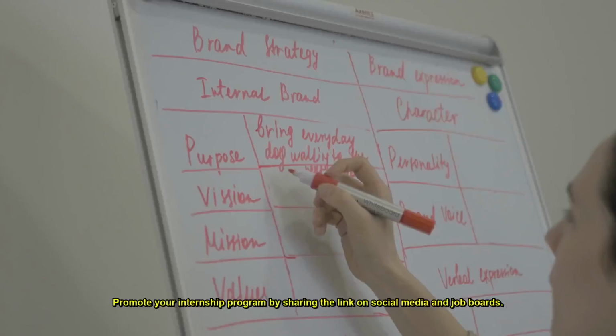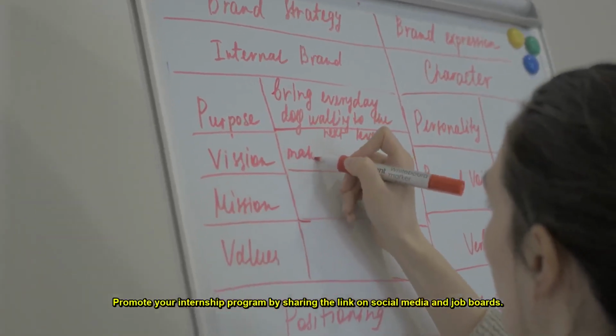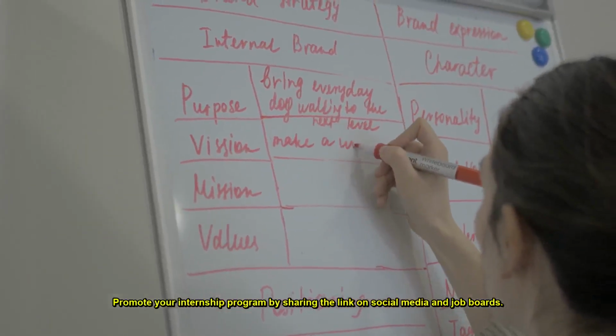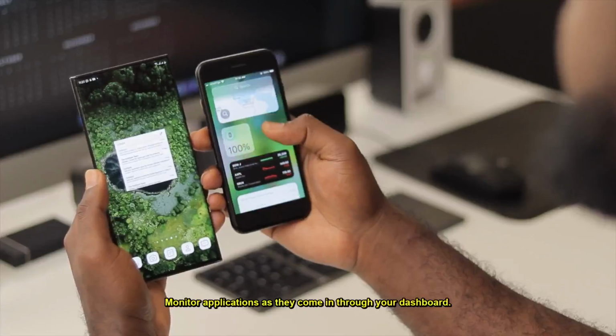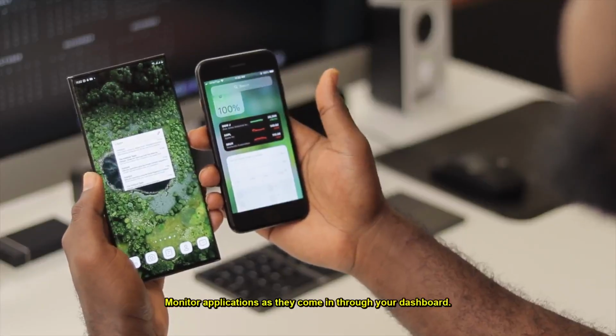Review the program details to ensure all information is accurate and complete. Once verified, click the Submit button to create the internship program. Promote your internship program by sharing the link on social media and job boards. Monitor applications as they come in through your dashboard.